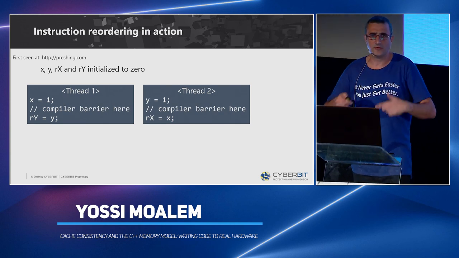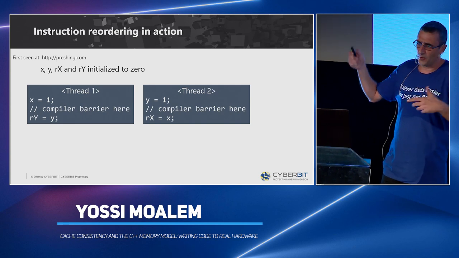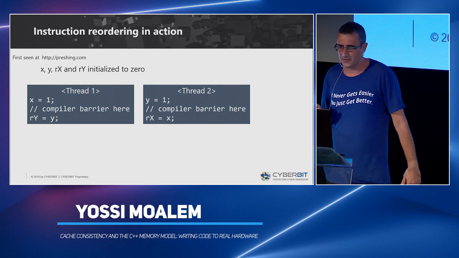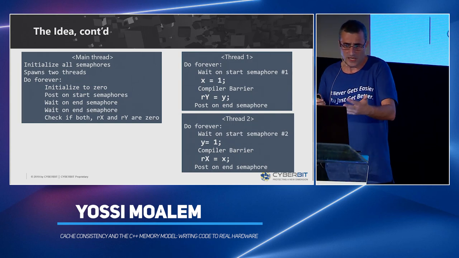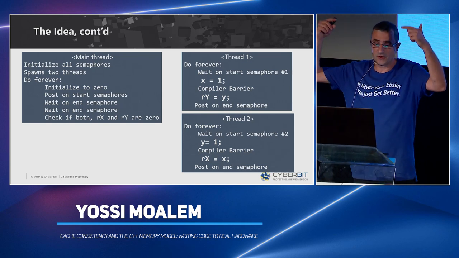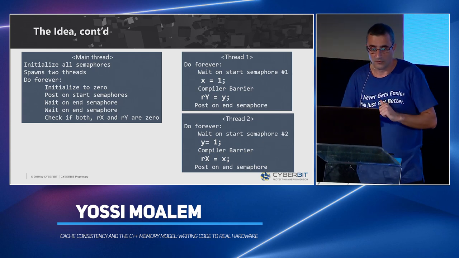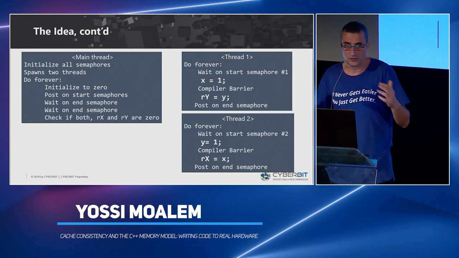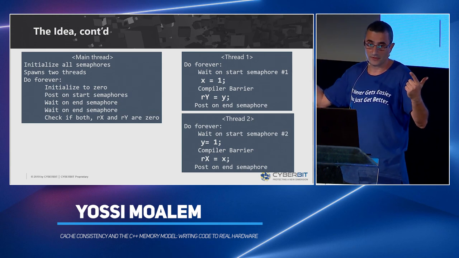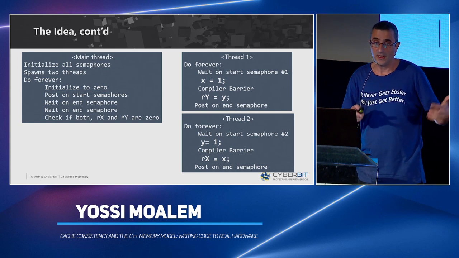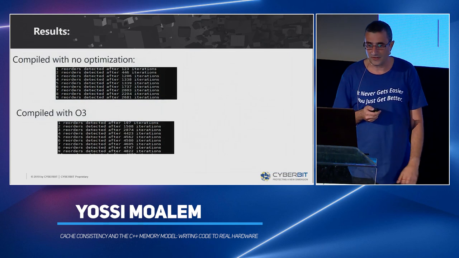So what we really want to do is to run it very fast, many, many, many times. So just spawning a thread for every run is not very feasible. So what we have is this pseudocode. What each thread is doing, thread one and thread two, is what we said. They're waiting for the start semaphore to be signaled. Then they're doing their work, and then they're posting that they finished. The main thread initializes all the semaphores, spawns the threads that we just described, initializes everything to zero, and posts on the start semaphore. Then it waits on the end semaphore and checks if rx and ry are both zero. And that's the result that I've got.